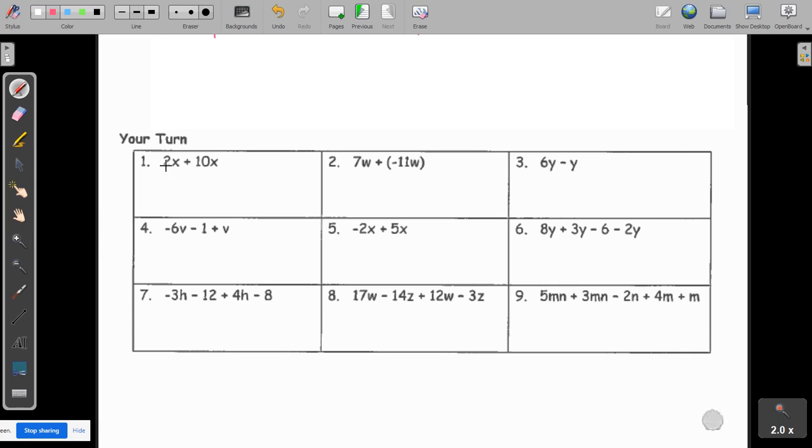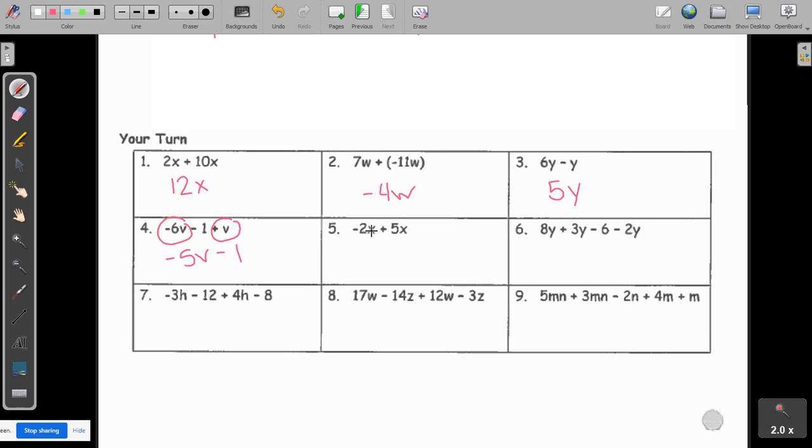Okay, let's check our work. Combine your like terms. We have x's for both, so we add. 2 plus 10 is 12, keep the x. We have w's here, so we're going to do 7 minus 11, which gives us negative 4, keep the w. 6y minus y gives us 5y. Here our like terms are negative 6v and v. So we're going to have negative 5v, bring down the minus 1.